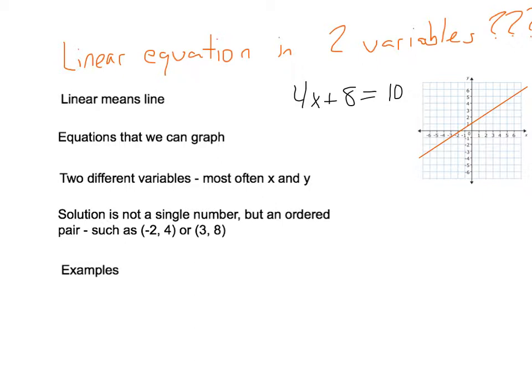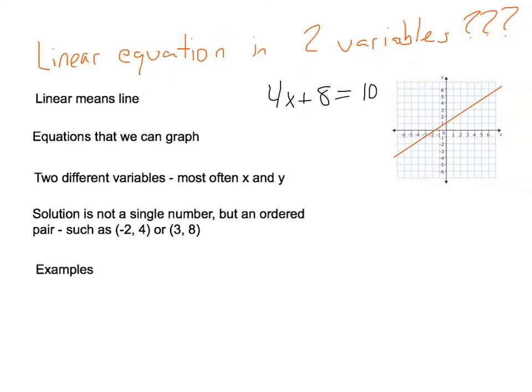Also, with linear equations in two variables, the solution is not a single number, but it's actually an ordered pair, such as the point (-2, 4) or (3, 8). We're not just solving this by subtracting 8 and subtracting 8 and getting 4x equals 2, divided by 4, divided by 4, and saying x equals 2 divided by 4, which is a half. That is not what we're going to get in this case. This would be a single variable equation. But now that we have two variables, we're going to have points as our solutions.